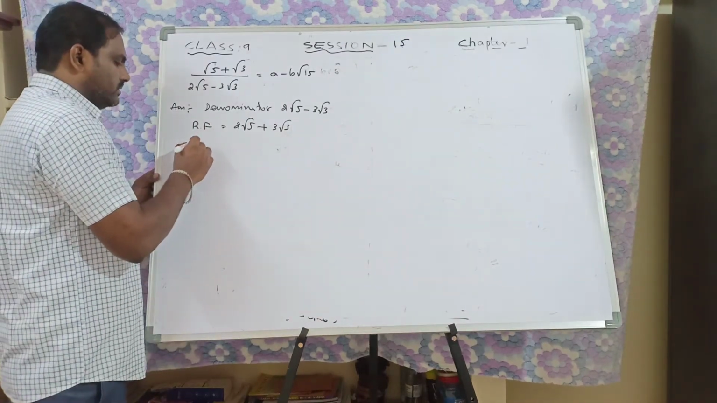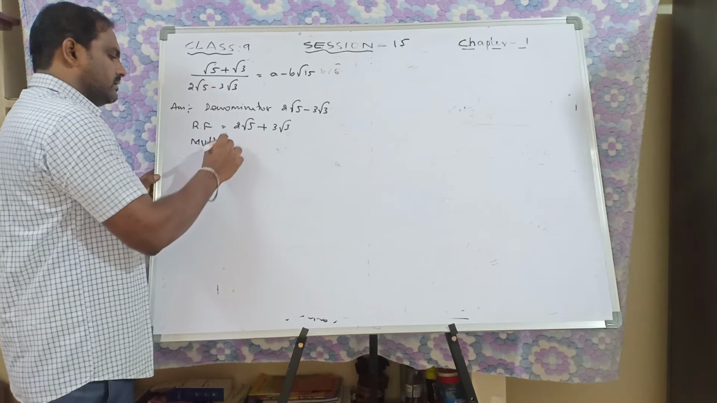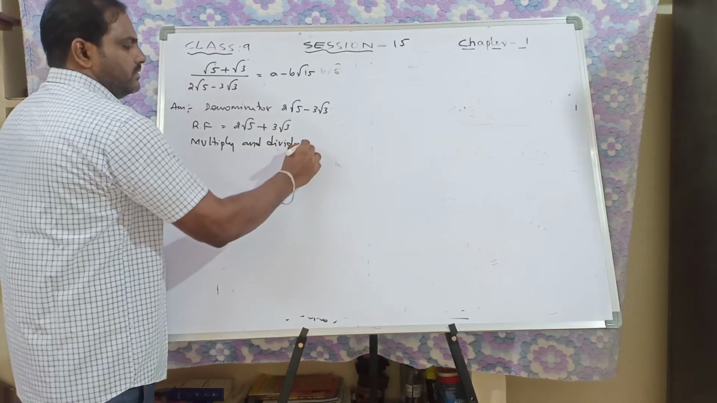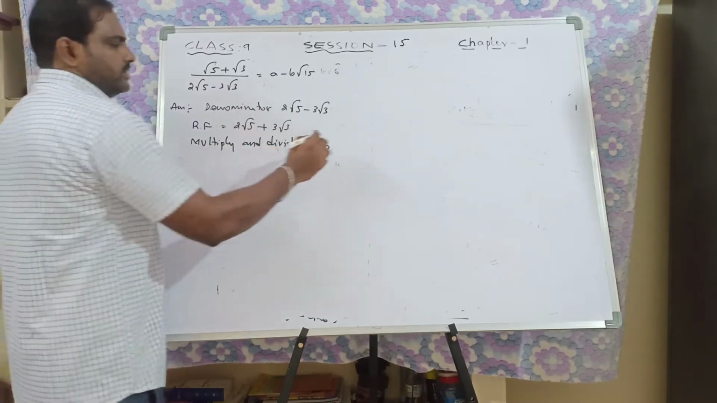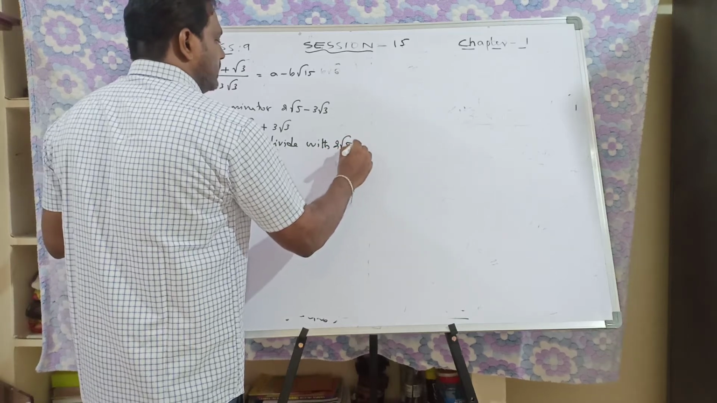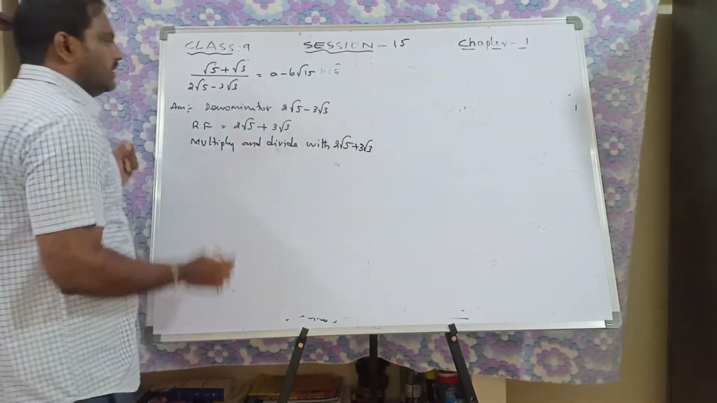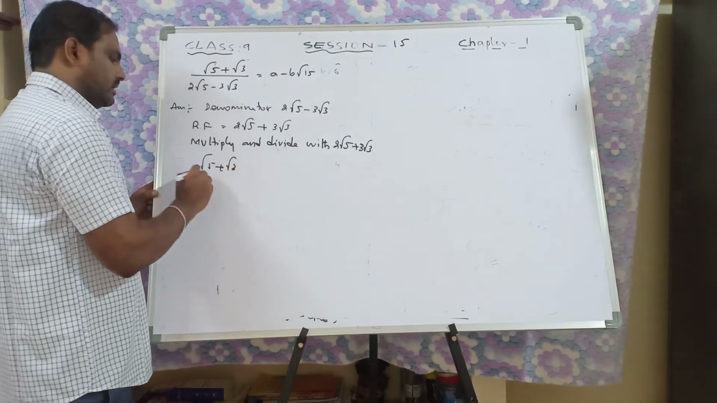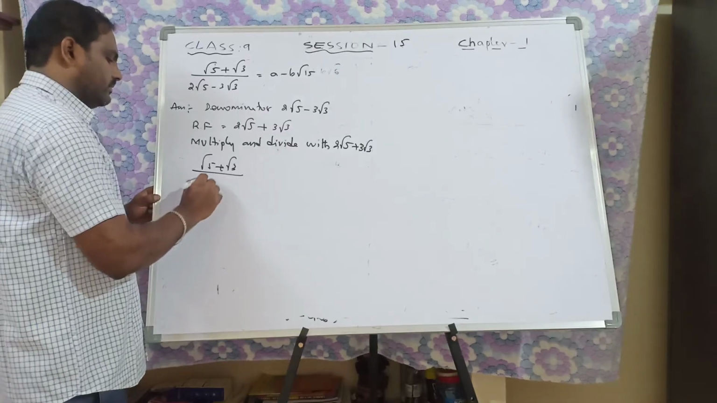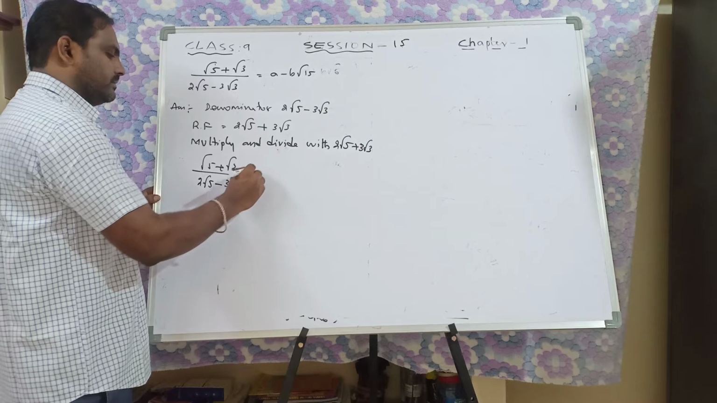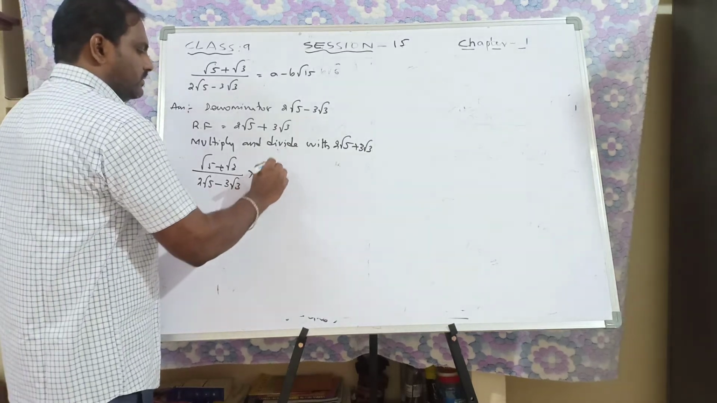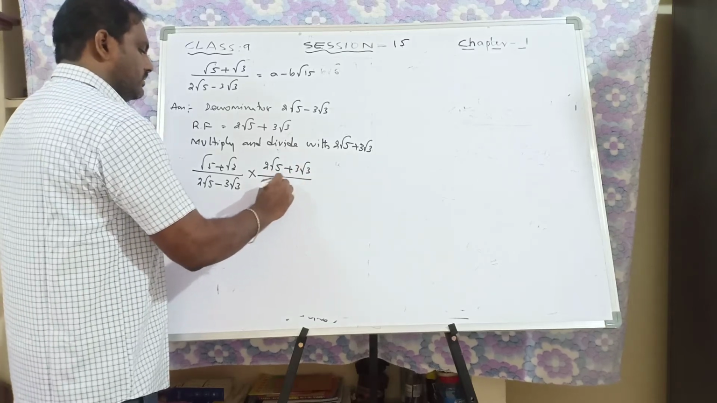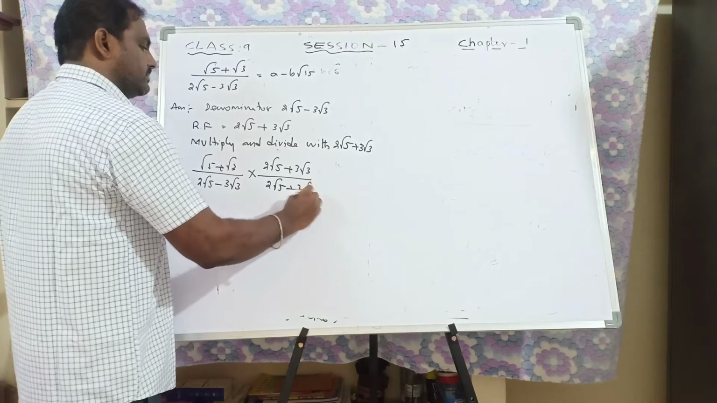Next, what do I have to do? Multiply and divide by which number? The same, 2 root 5 plus 3 root 3. Now what happens? Root 5 plus root 3 by 2 root 5 minus 3 root 3, into 2 root 5 plus 3 root 3 by 2 root 5 plus 3 root 3.